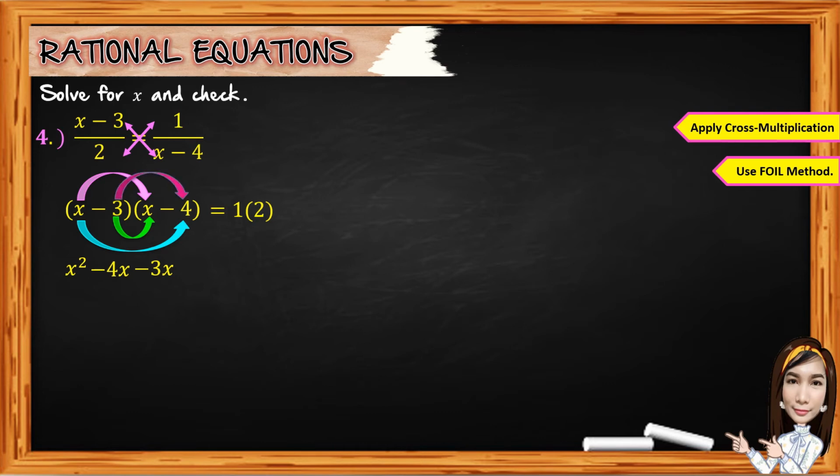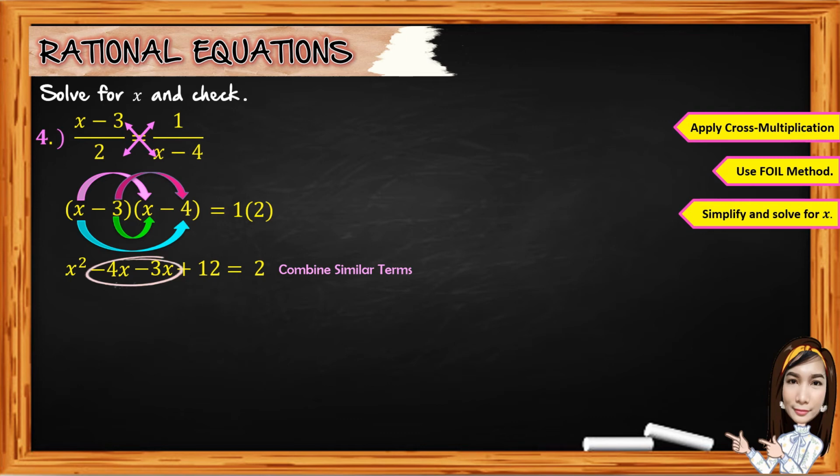And multiply the last terms, negative 3 times negative 4 is positive 12. And that is equal to 1 times 2, which is equal to 2. Then, simplify and solve for x. Now, on the left side, we have the similar terms, which are negative 4x minus 3x. And the result is x squared minus 7x plus 12 is equal to 2.